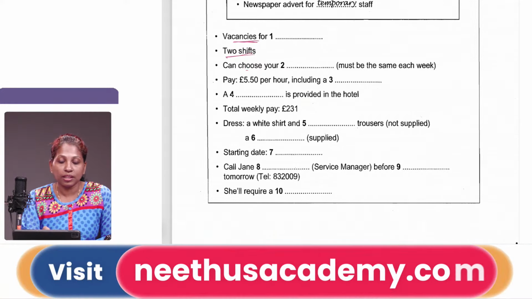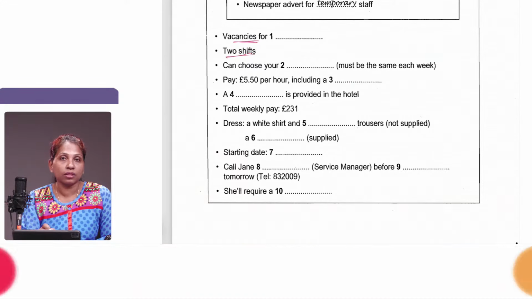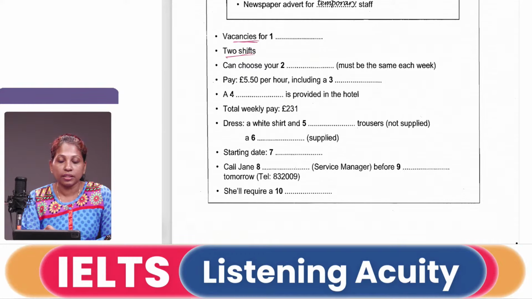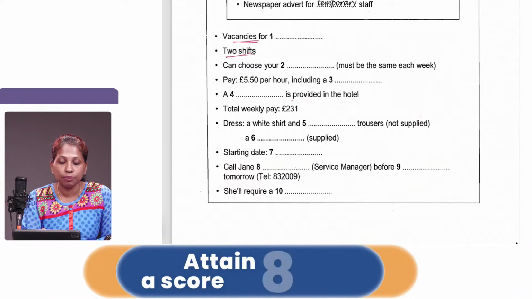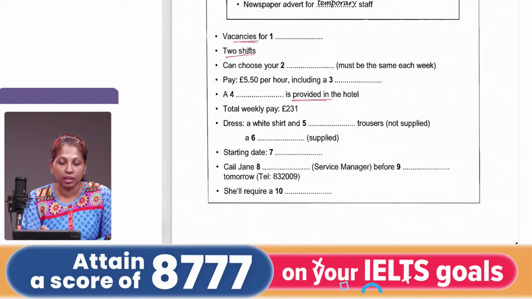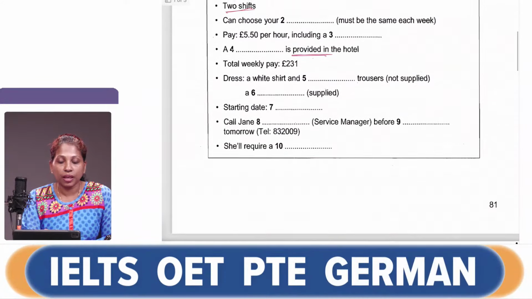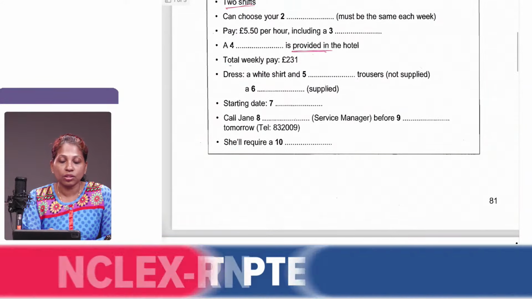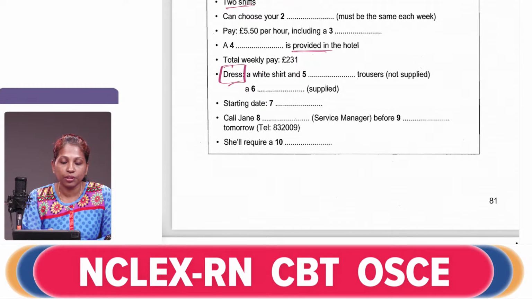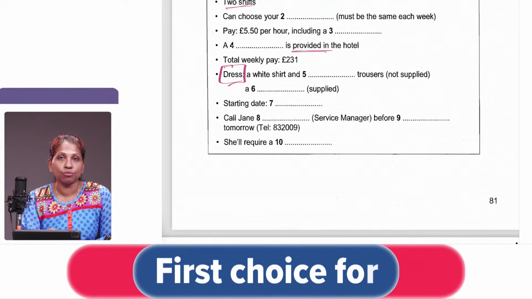Then it says a number which you have to pay per hour, including a dash. What is included in this 5.50 per hour, this pound 5.50 per hour? Then it says a dash is provided in the hotel, some provision. So it is provided, which you have to mark, right? Total weekly pay is an amount which is given. After that it says dress. So this is again a keyword. That means you're looking for the outfit, the dress, the costume, or whatever it is.